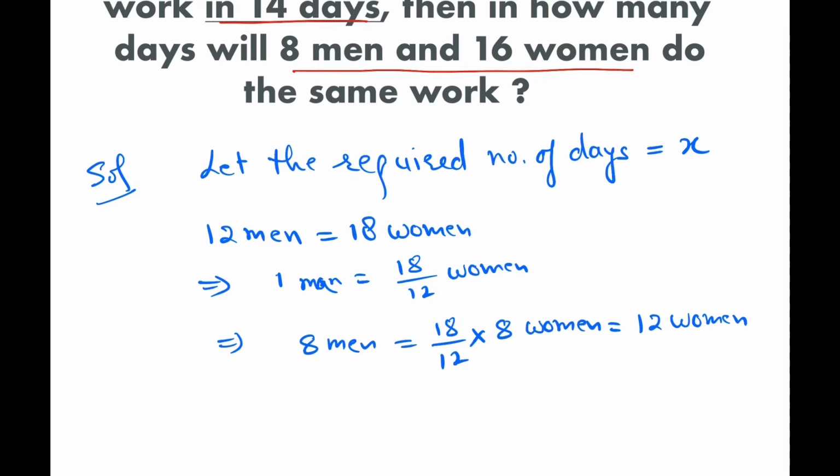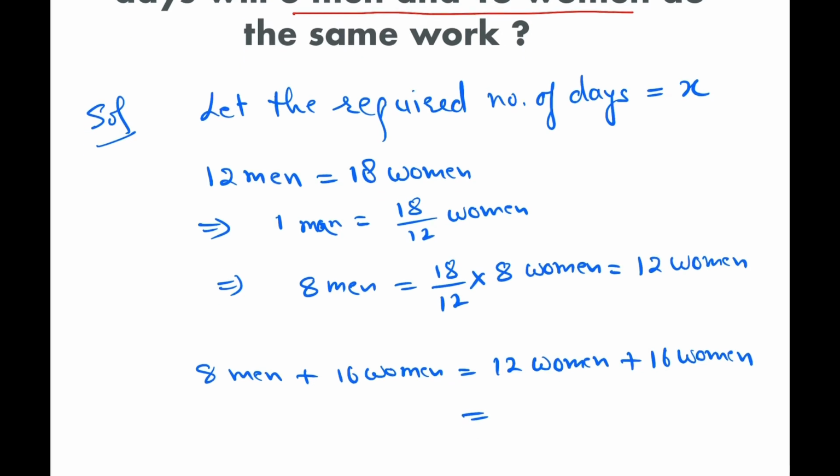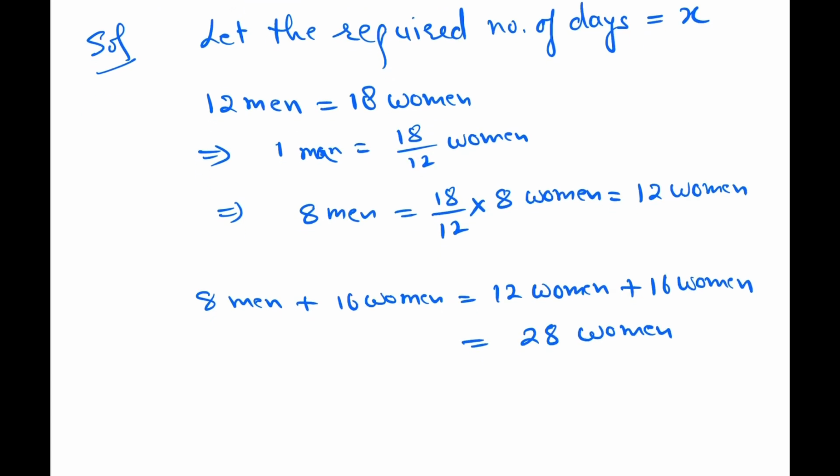Now we want to find in how many days will 8 men and 16 women do the same work. So it means 8 men plus 16 women equals, writing 12 women in place of 8 men, 12 women plus 16 women. This is equal to 28 women.